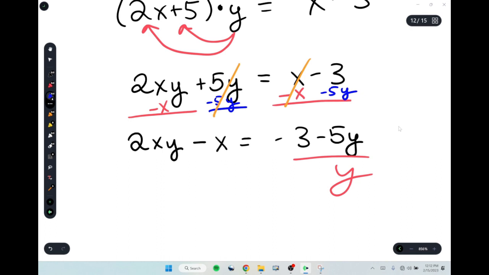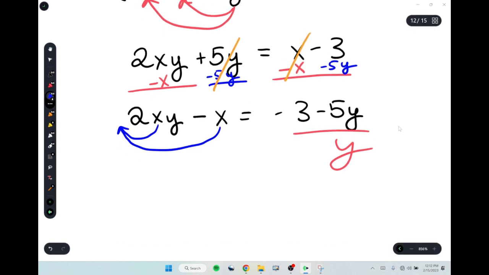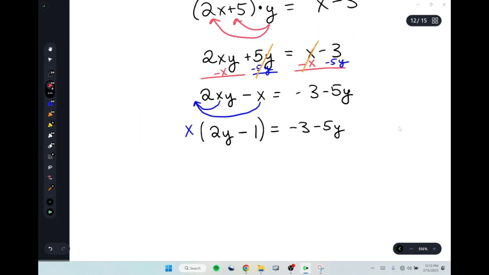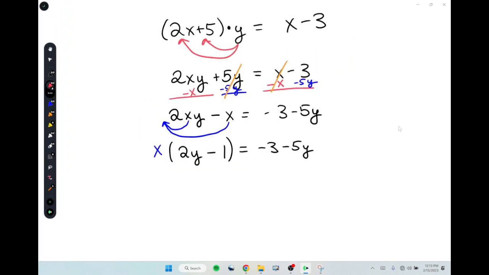Factorize. Wait, why can't you divide? 2xy minus x, like that? Yes, that sounds like a smart idea. If you take an x out of there, what are you left with? And what are you left with on the other side? Same thing? Oh, I think we're one step away. How do we get the x by itself? Divide the other side by 2y minus 1.